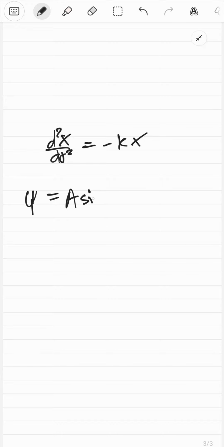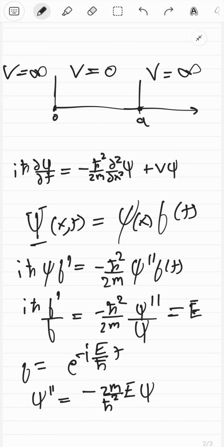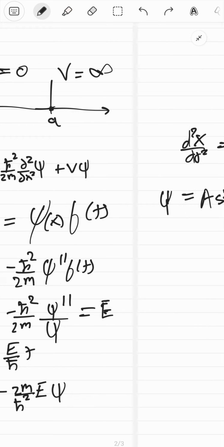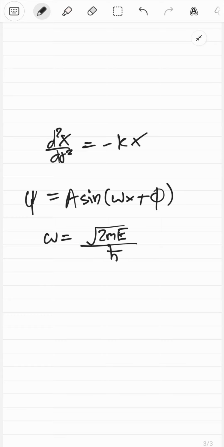So like a sine of omega x is just the square root of this quantity. In this case, that quantity is just 2me upon h bar, so it's going to be the square root of 2me upon h bar, if that makes any sense. Right, so omega x plus some phi, which is some phase constant. Once again, omega is the square root of 2me upon h bar, right? Cool.